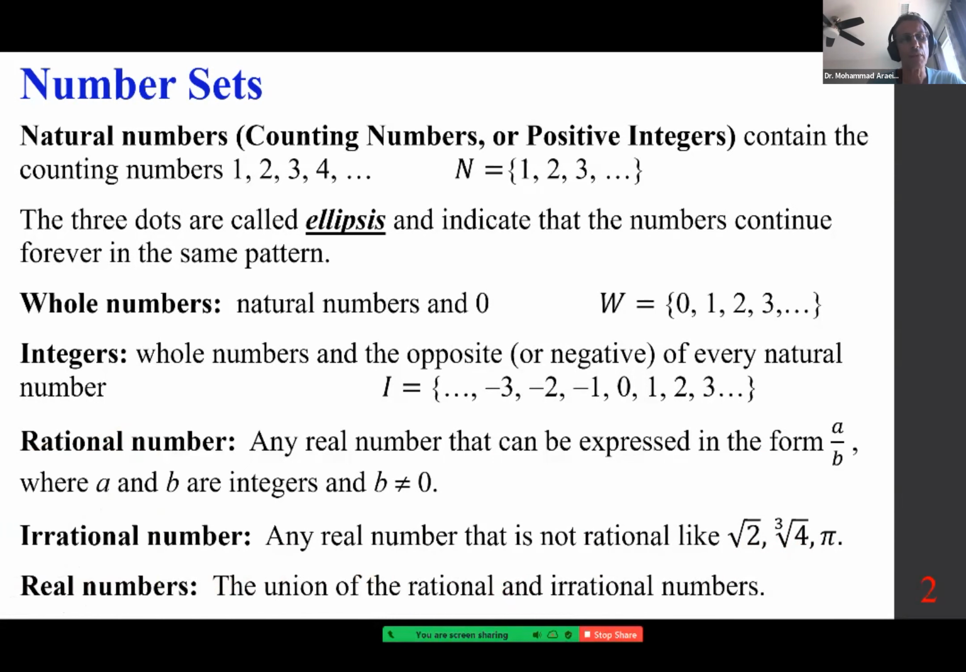So, for example, if we happen to have 2.1, it's 2 and 1 over 10. So that is also a rational number. If you happen to have 0.3 bar, that is also a rational number because we can represent it with 1/3.